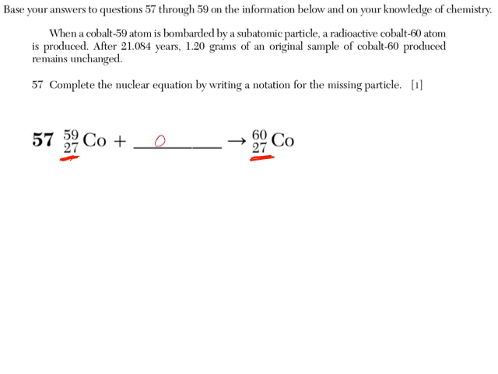On the right side, our mass is 60, which means the total of the atomic masses on the left side have to add up to 60. If the cobalt part has a mass of 59, what do we add to 59 to get to 60? That's going to be a 1. So our missing piece has an atomic number of 0 and a mass of 1. How are we supposed to know what that is?